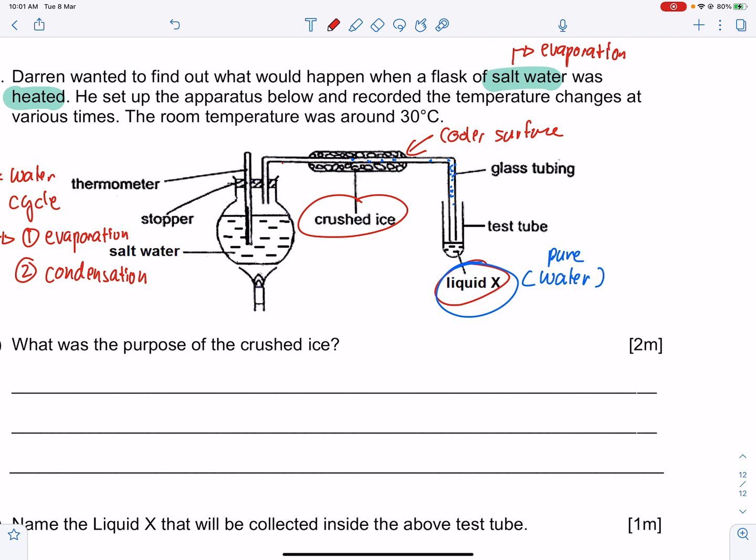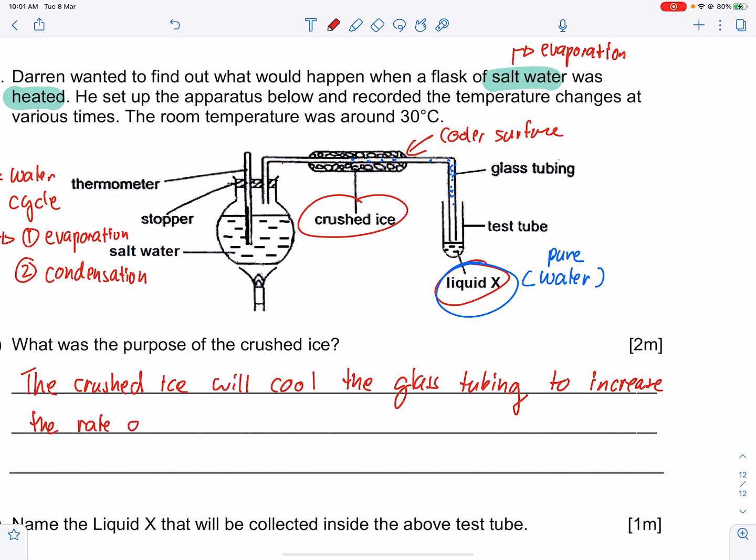So how do we then translate that into our answer? So the crushed ice will cool the glass tubing to increase the rate of condensation. So if you just tell me condensation will happen, no marks for that. So what are my marking points? Cool glass tubing, and the second one will be increased rate of condensation.